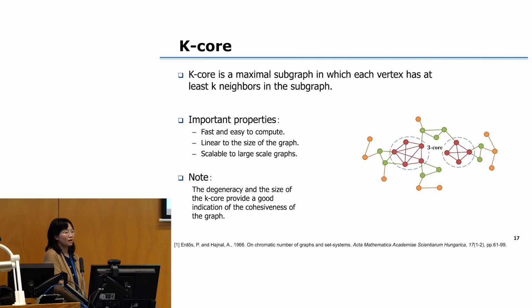It has several important properties. It's very fast and easy to compute. For instance, if we want to compute a 3-core in this graph, it's very simple: we just remove all the vertices whose degree is smaller than 3. By the end, we reach the 3-core subgraph, shown in dark red in this example. The size of the k-core is linear in the size of the graph, even if we want to index all the results of the k-core subgraphs, and it is scalable to very large-scale graphs.